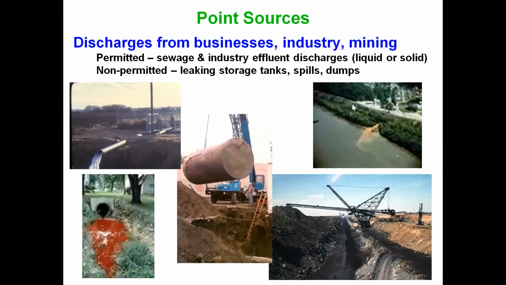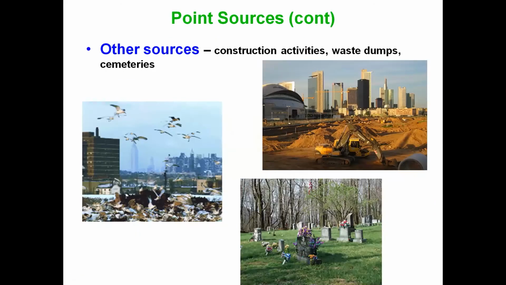Where does pollution come from? There are two types of sources: point sources and non-point sources. A point source means it's coming from a single point, like a discharge from a business, industry, or mining. It can be a gasoline storage tank, and there are many of them that leak in this state. A pipe that discharges fluid, or chemical spills, are examples of point source pollution.